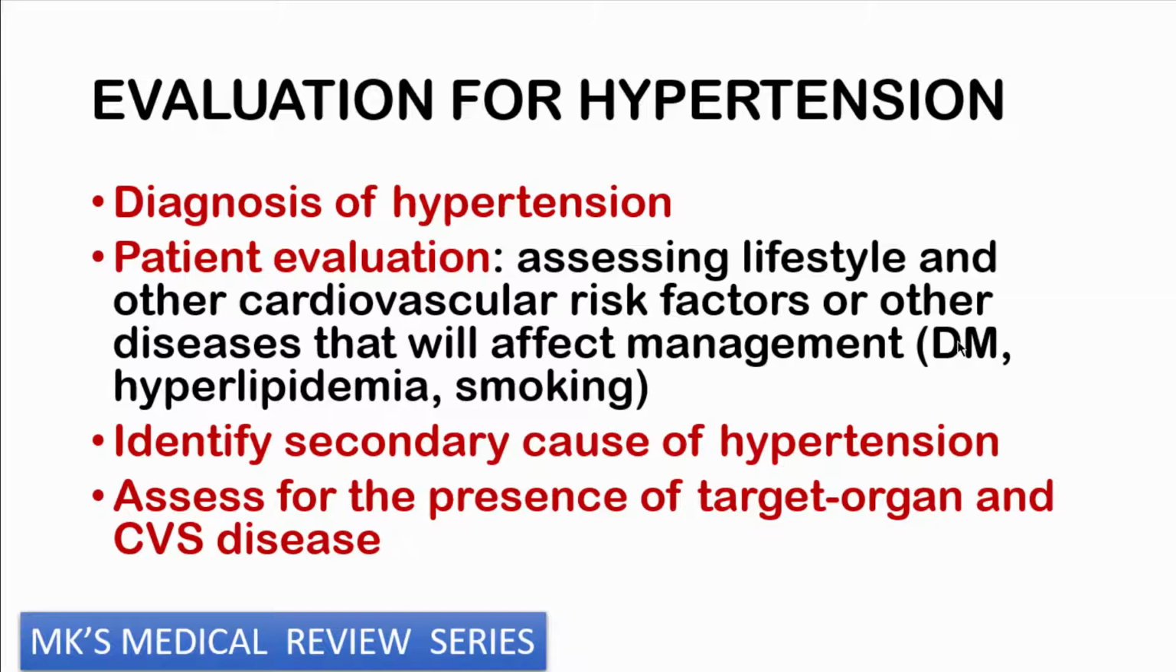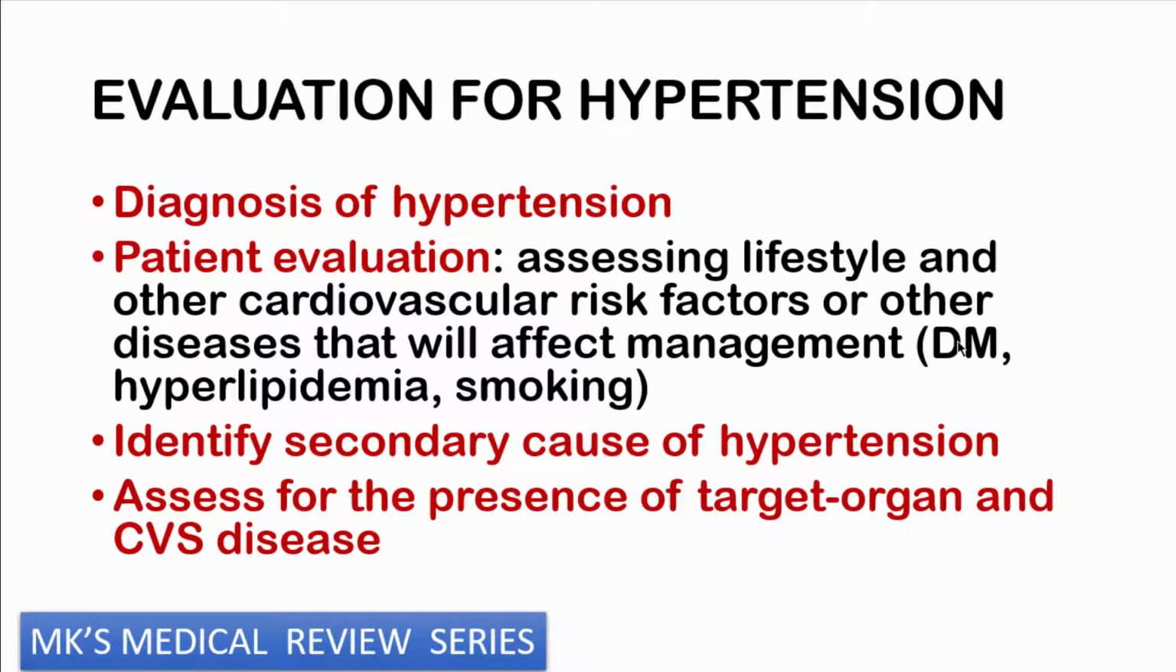So how exactly do we evaluate patients for hypertension? So we first make a diagnosis of hypertension. So pretty much we're going to be taking your history. We're going to be asking for a family history of hypertension. You're going to be asking if they're taking any specific drugs. You're going to be asking if they have any features of end organ damage that we listed earlier on.